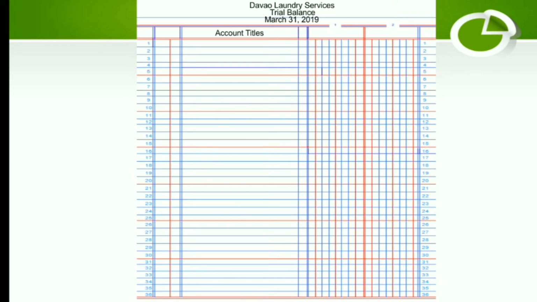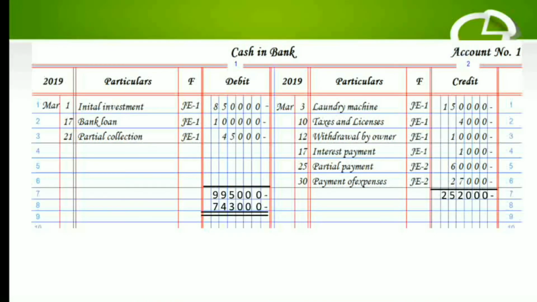So we're going to write the account titles here in the largest column, and then the debit, and then the credit. As I mentioned earlier, when preparing the trial balance, what we have to do is just copy or list down all the accounts in the general ledger with open balances, or those accounts with debit or credit balances. So let's start. We have here account number 1, cash in bank, with a debit balance of 743,000 pesos. This is an example of an account with open balance. So we're going to copy this one in the trial balance.